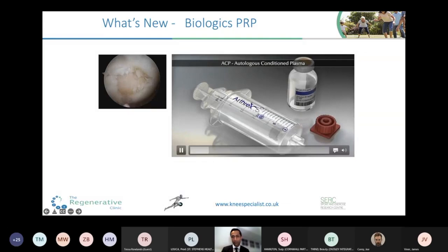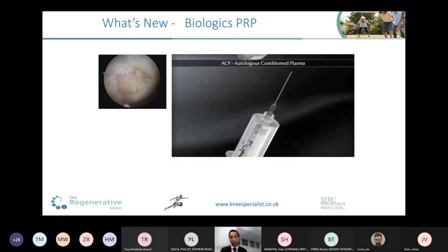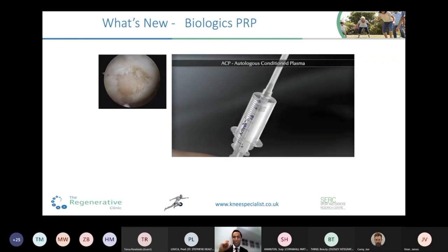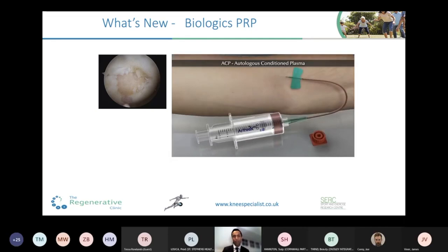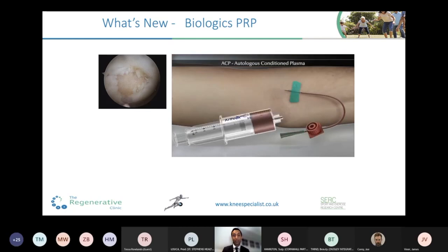And PRP basically works to take the blood from the vein of the patient. You spin the blood in a centrifuge, and you take the cells which are anti-inflammatory from that centrifuged blood and inject into the affected joint.